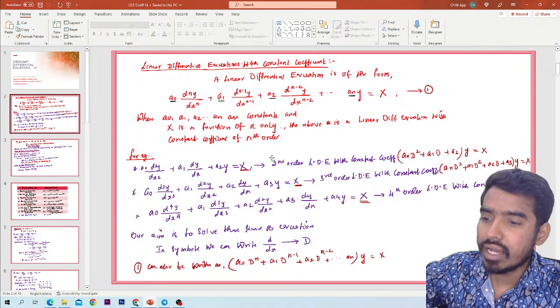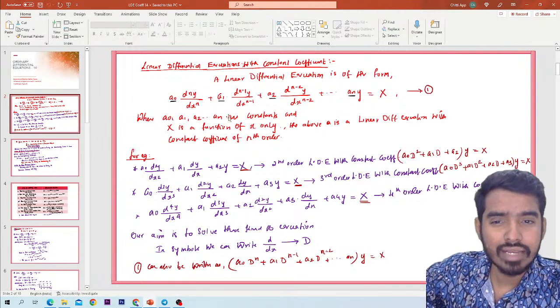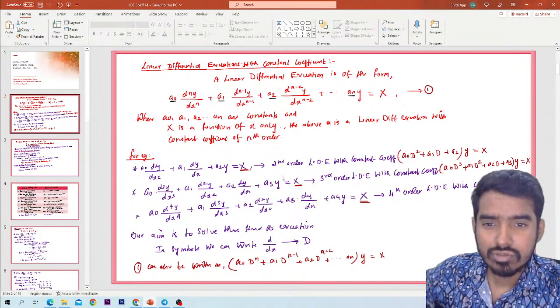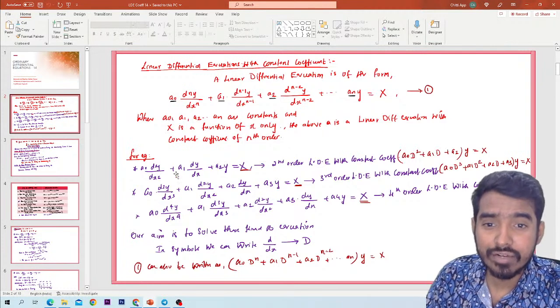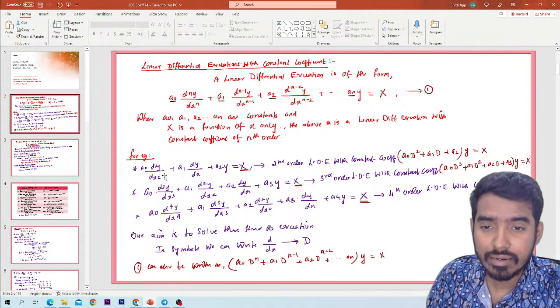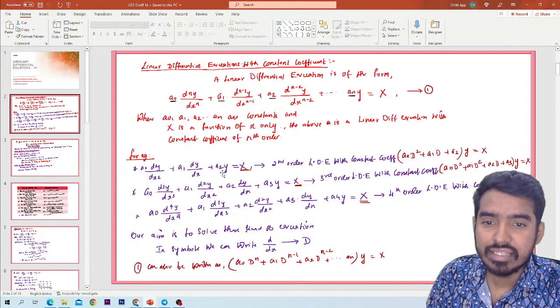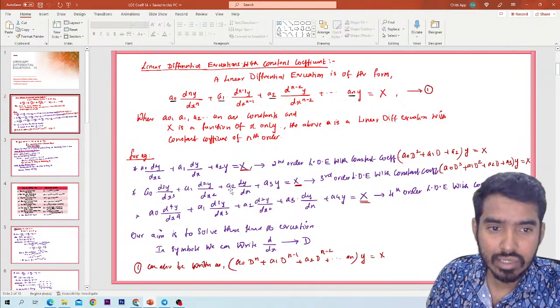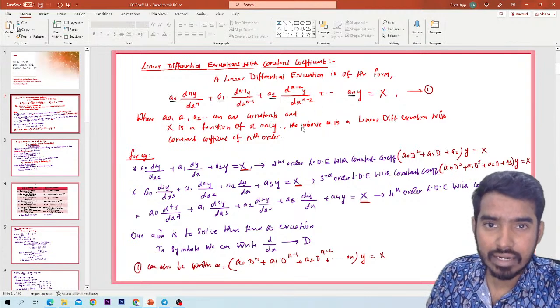As I said in the previous classes, from an exam point of view, you will usually have second order, third order, or fourth order equations. The second order equation will be of this form: a0 d^2y/dx^2 + a1 dy/dx + a2 y = X. This is the third order linear differential equation with constant coefficients from the previous class. Remember, this X is very important.